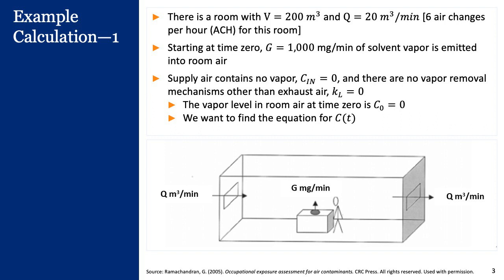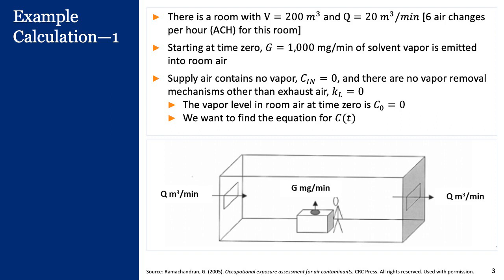So a new batch of 200 cubic meters of fresh air comes in, and then another batch of 200 cubic meters of fresh air comes in. And so there are 6 such air changes occurring in 1 hour for this room. So that's basically what is meant by air changes per hour. And this is a unit that you will encounter frequently in indoor air calculations.